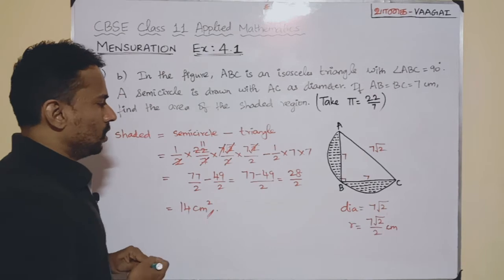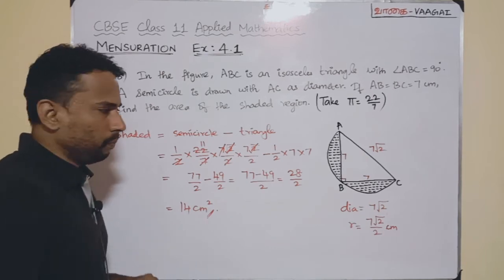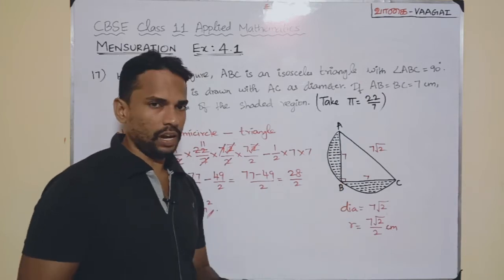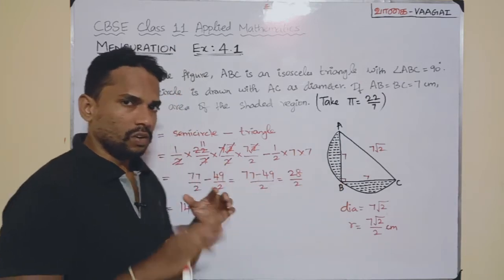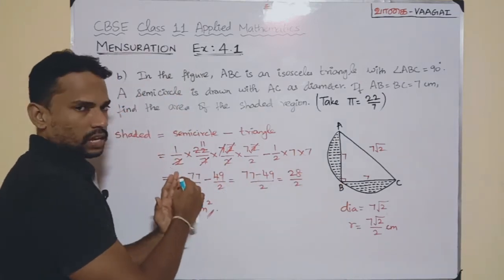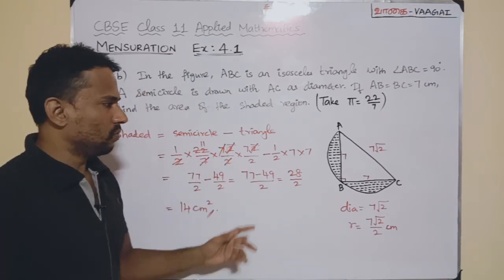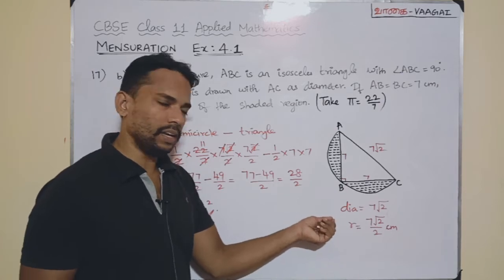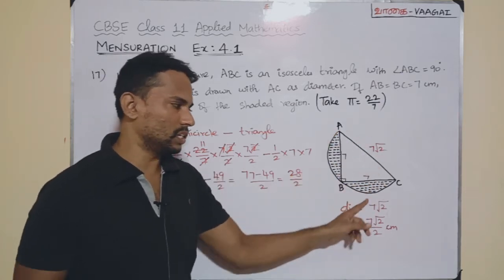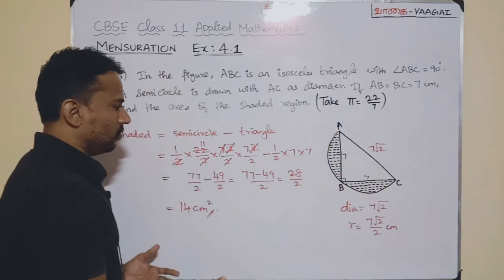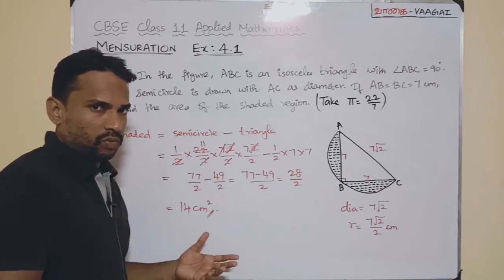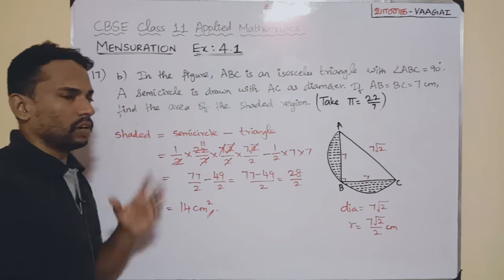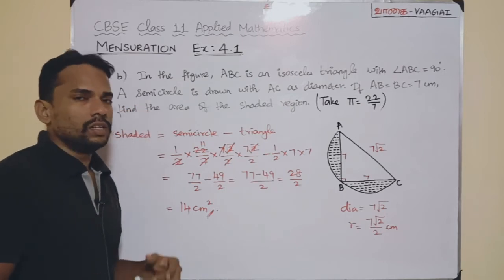I think the construction is very clear to you. We have a triangle and covered by that you have a semicircle, and we need to find the area of the shaded region. For that what we are doing is semicircle's area minus triangle's area. For the semicircle alone, you need to be very careful with the diameter and radius. We do the calculation and get the answer, and from there everything follows with the basic formulas we know. So 14 centimeter square is going to be the answer for your 17th question, subdivision B.